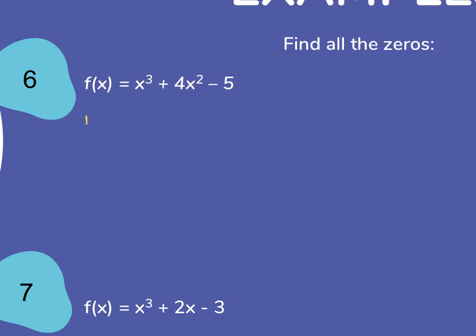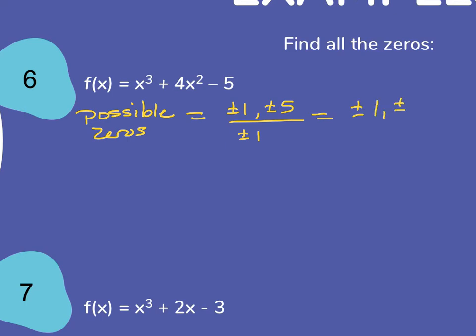So again, remember, for the possible zeros, we're listing the factors of the last term, which is plus and minus 1 and plus and minus 5, because 1 times 5 will give me 5. And then the first term is just 1. So my possible zeros, there's just 4 of them for me to test out. So really, I don't even need to do Desmos here. I could easily check negative 1, positive 1, negative 5, and positive 5 with no problem.